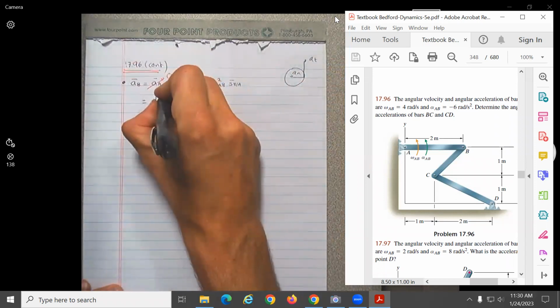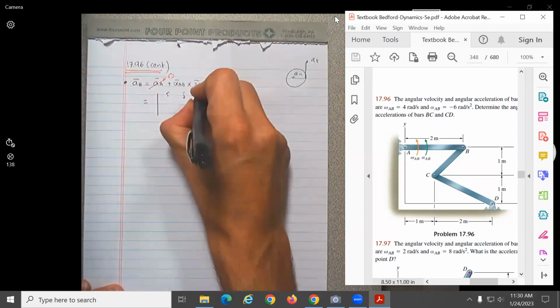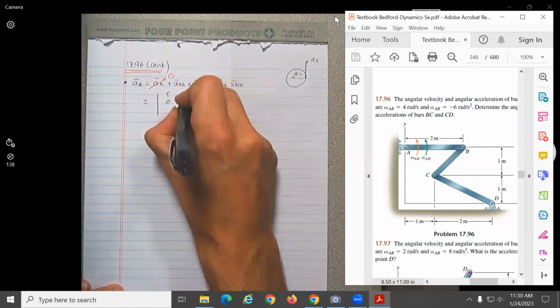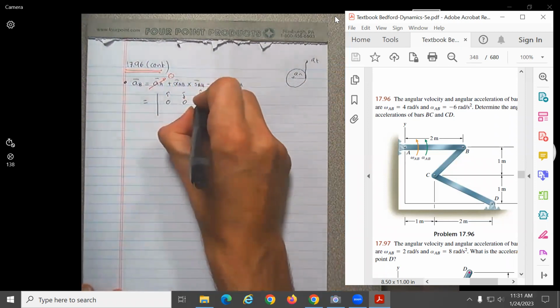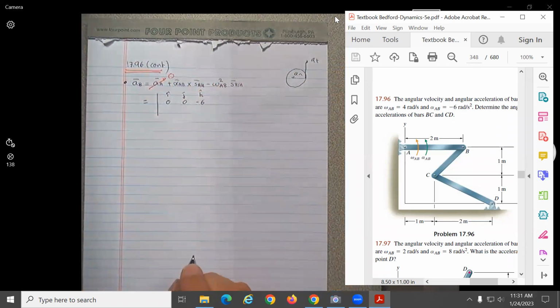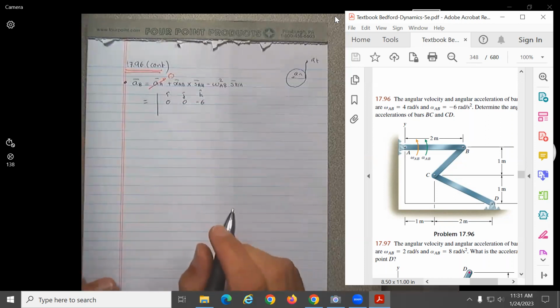So what will be the cross product for this one? We'll have i, j, k, 0, 0, alpha AB, which I guess was given in the problem, is equal to what? -6. Does -6 mean that it goes counterclockwise or clockwise? Neither one. It means basically that it's slowing down, no? It's for the omegas that it's clockwise or counterclockwise, so be careful with that, okay? Sometimes it will also be shown on the figure.